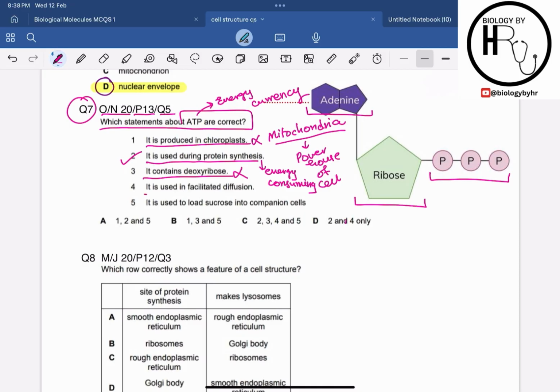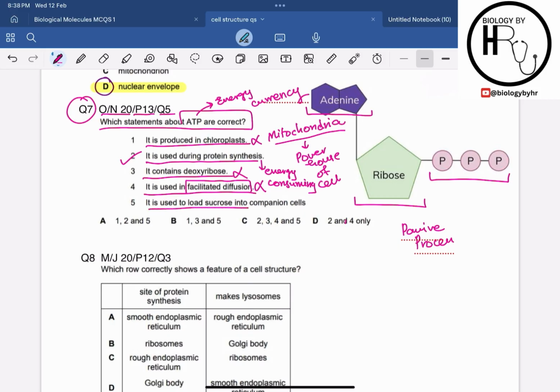Then it says that it is used in facilitated diffusion. Incorrect. Why? Because facilitated diffusion is a passive process, right? If it were written here as active transport, it would be correct, but it is written facilitated diffusion, so it is a passive process. It doesn't use any energy.